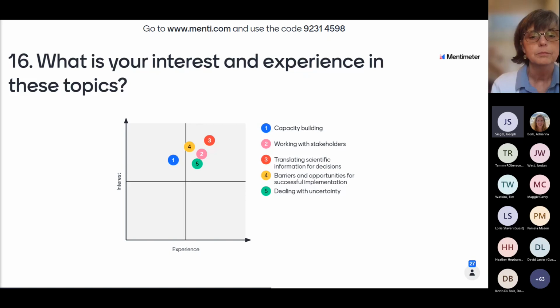And we're seeing so far a pretty high level of interest and experience for most of these parameters. With capacity building, it's a little bit higher on the interest than on the experience. And with the barriers and opportunities for successful implementation, it's kind of mid-ground on the experience, but pretty high on the interest. Give it another few moments because this one takes a bit of time.